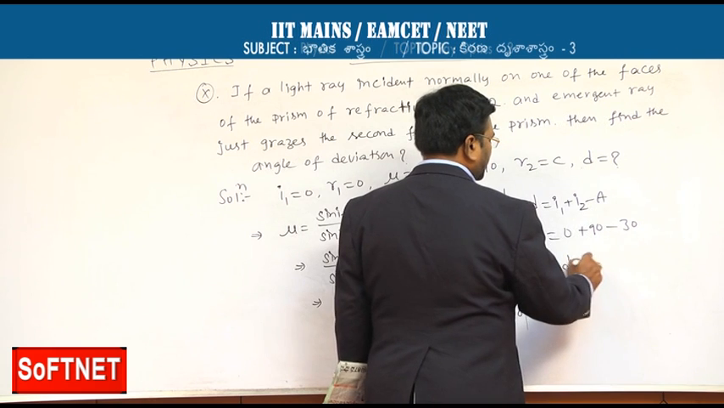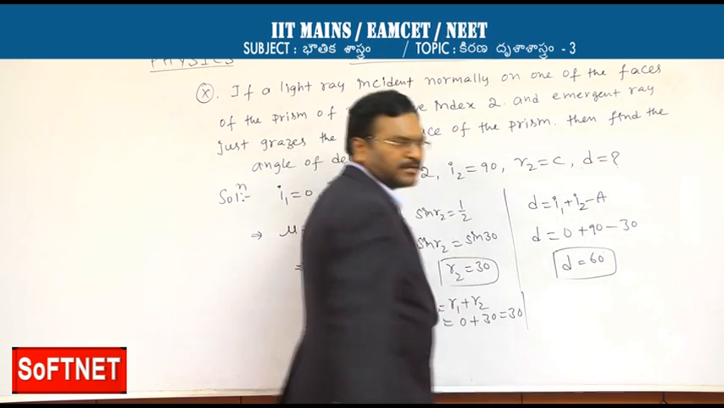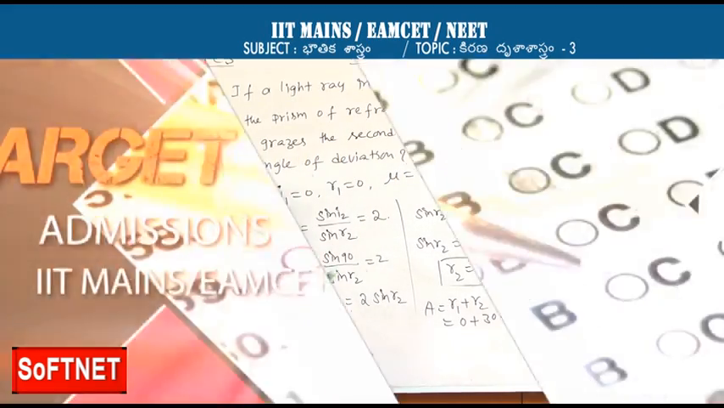Now deviation is equal to 90 minus 30, which is 60 degrees. So this is the answer. The angle of deviation here is 60 degrees. Note that down.